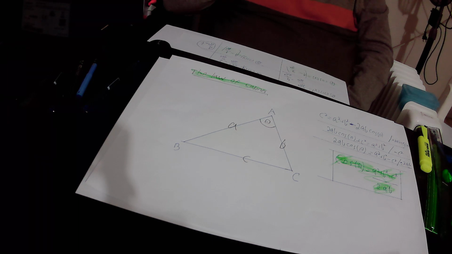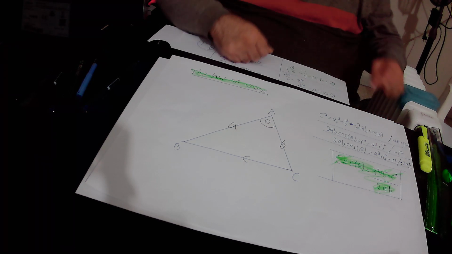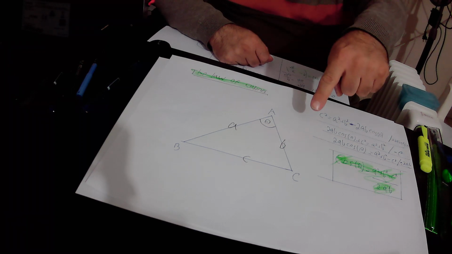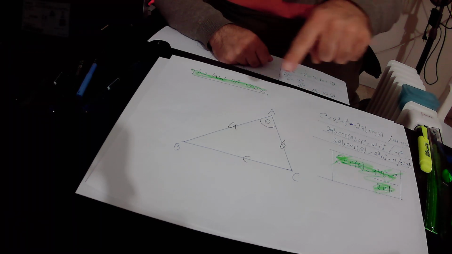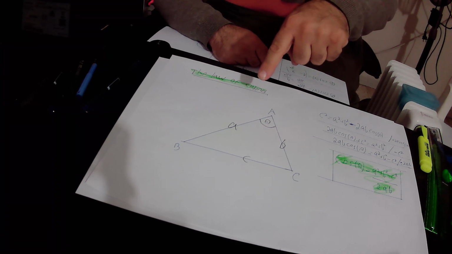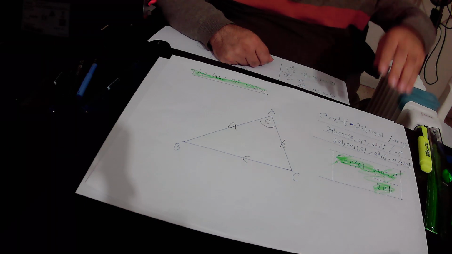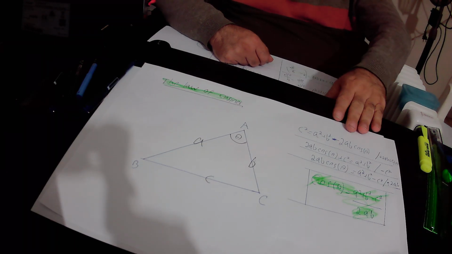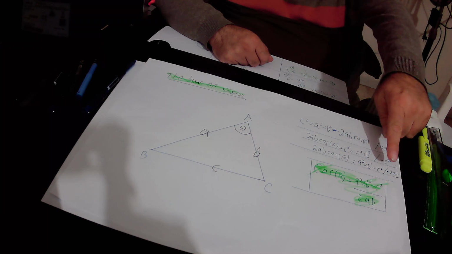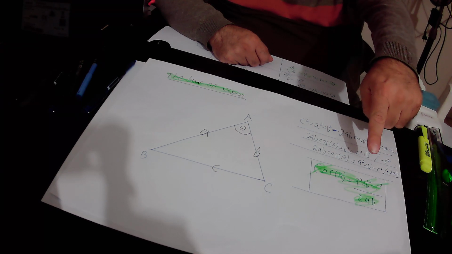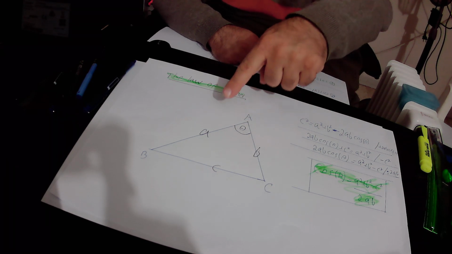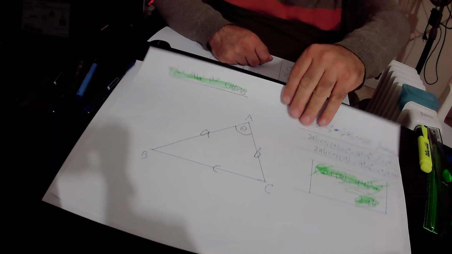Then, according to the law of cosines, in this triangle ABC, C squared equals A squared plus B squared minus 2 times A times B times cosine theta. From this equation, it is very easy to arrive at this equation, that cosine theta equals A squared plus B squared minus C squared over 2 times A times B.